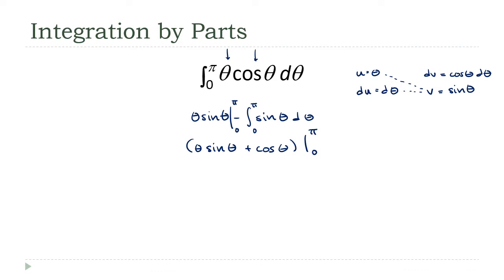All right, so if we put pi in here, this is pi sine of pi plus cosine of pi, minus 0 times the sine of 0 plus the cosine of 0. All right, so what do we get here? Sine of pi is 0, so that term goes away. Cosine of pi is negative 1. And what do we get over here? This is minus, that part's just 0. Cosine of 0 is 1. So this whole integral evaluates to negative 2.